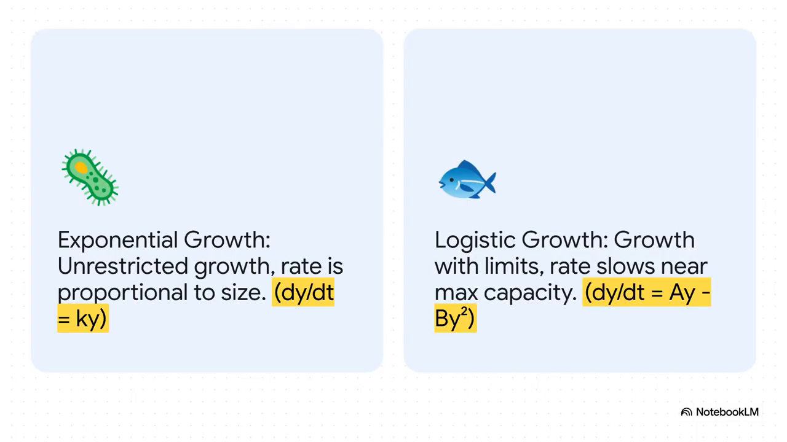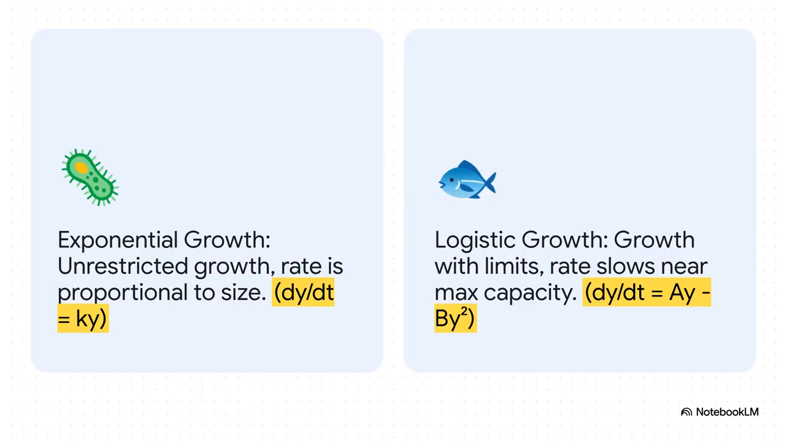And this shows just how flexible this language is. For simple unchecked growth, like bacteria in a petri dish, we use that exponential model. It's just like decay, but with a positive sign. But what about things that can't grow forever, like a fish population in a lake? For that, we use the logistic model. See that extra little term on the end, that minus b y squared? That's the secret sauce. It acts like a brake, slowing the growth down as the population gets too crowded. Different physical rules, different equations.